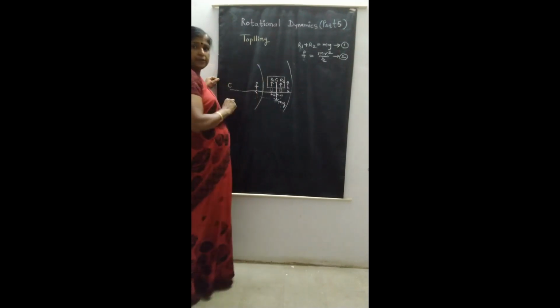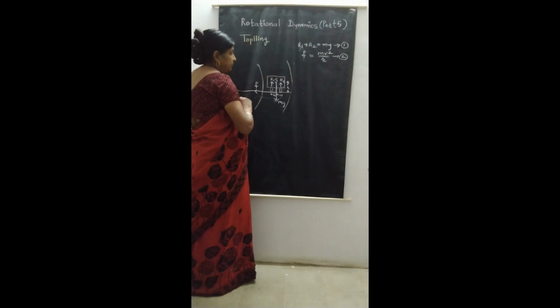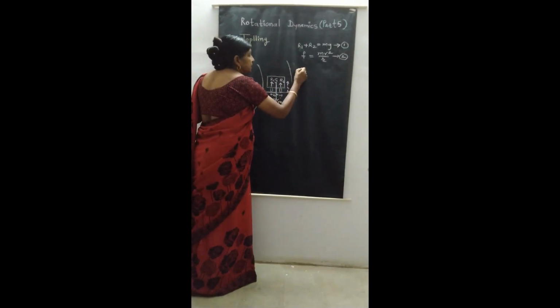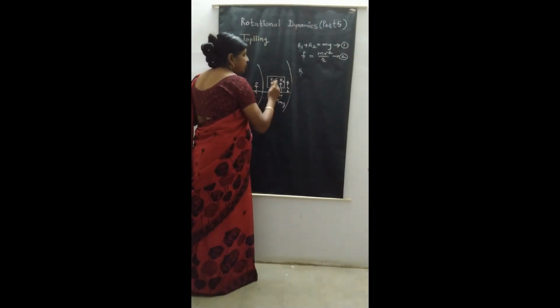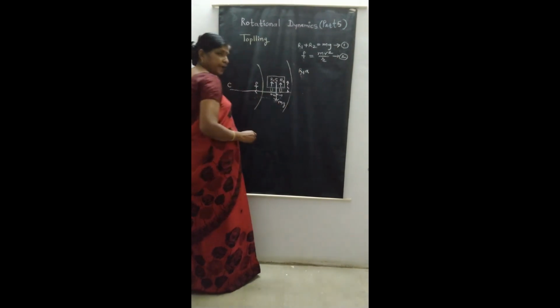Perpendicular distance between this G and R1 is A. Hence, the moment of R1 about G is obtained as R1 into A.